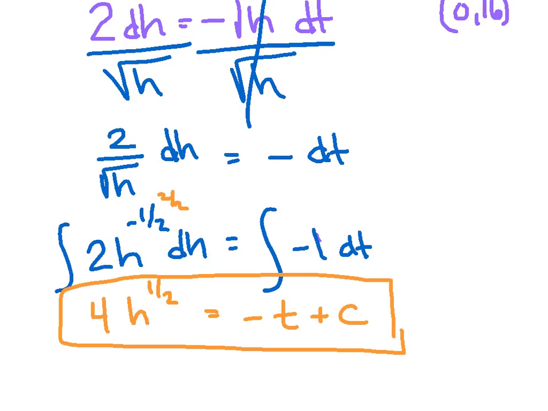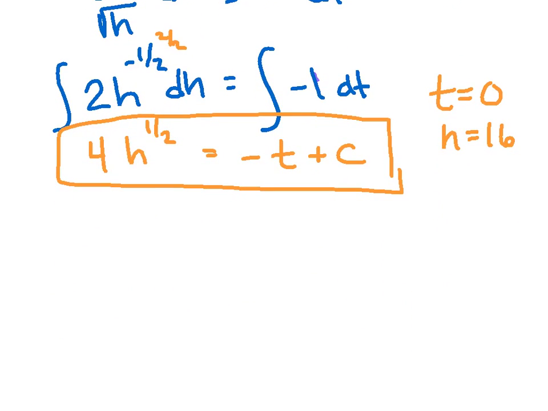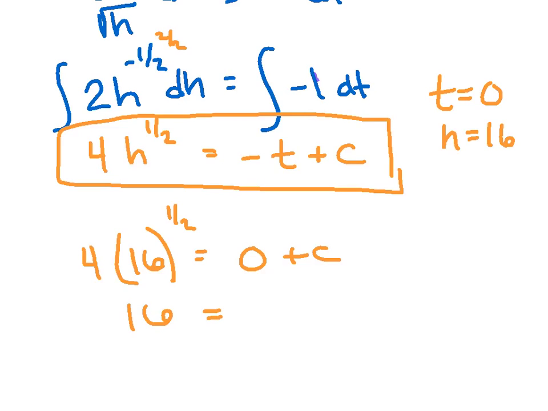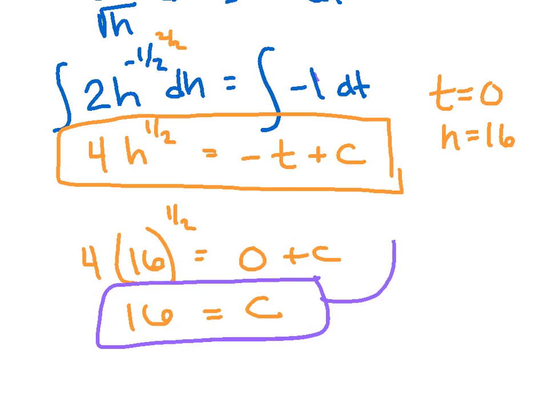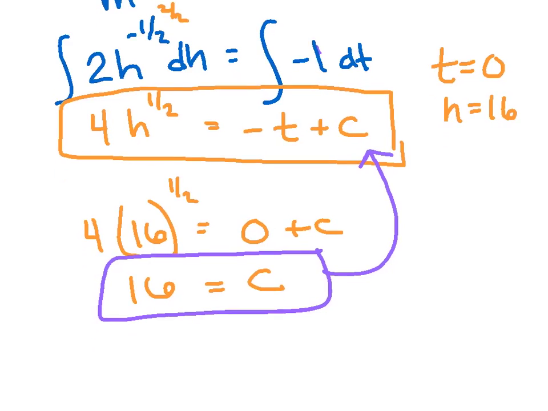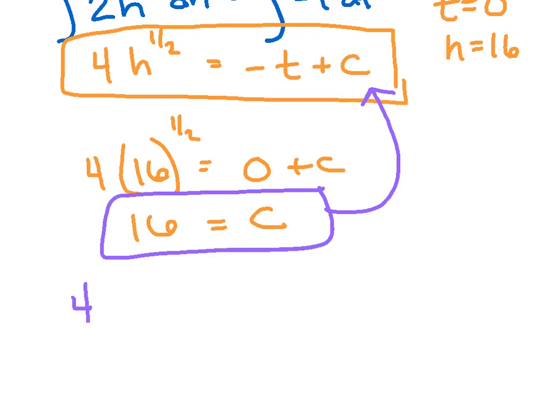Remember, that was when t equals 0, the height was 16. So if I keep going, I've got 4 times 16 to the 1/2 equals 0 plus c. This is really the square root of 16, which is 4. So I've got 16 equals c. Take that c value you found and substitute it back into this function. So I've got 4 radical h equals negative t plus 16.